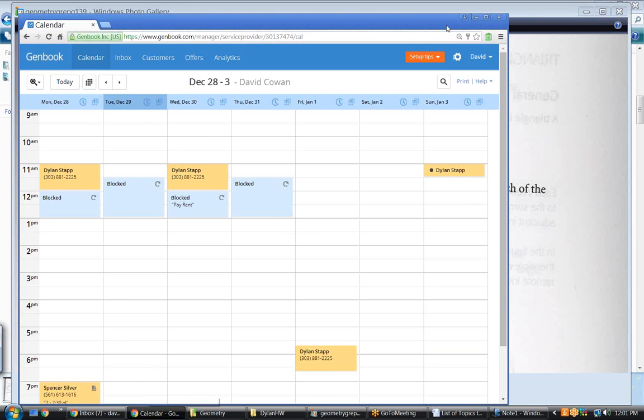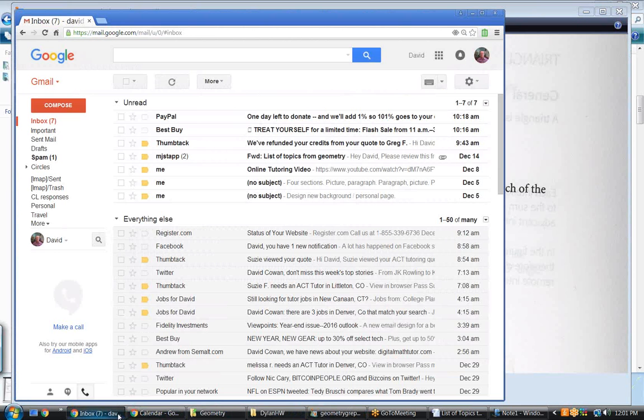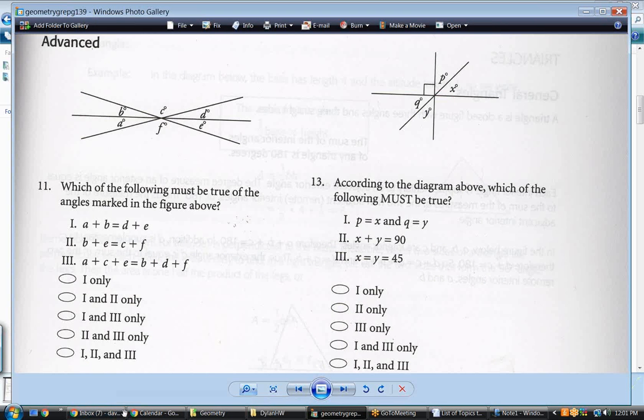Friday 5:30. Okay. Is that a half hour or no? That's an hour. It's the Sunday one that's currently set for a half hour. Okay. All right. Sounds good. Bye bye. Thanks, Mr. Cowan. Bye bye.